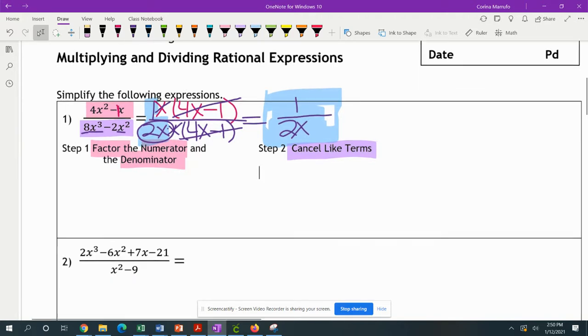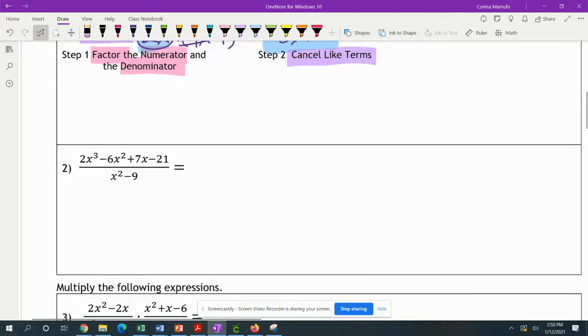Okay, so let's go ahead and look at the next one. Here I have 2x cubed minus 6x squared plus 7x minus 21. I see those 4 terms, so I'm going to go ahead and factor this by grouping. So I'm going to group these two, and I'm going to group these two next.